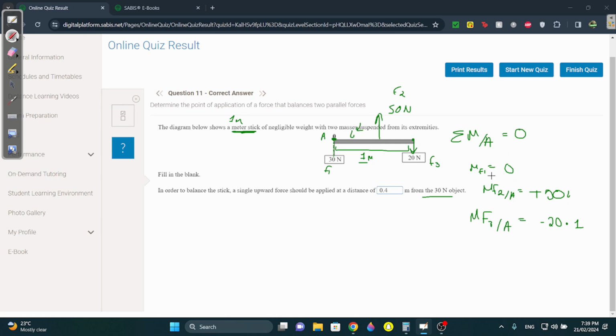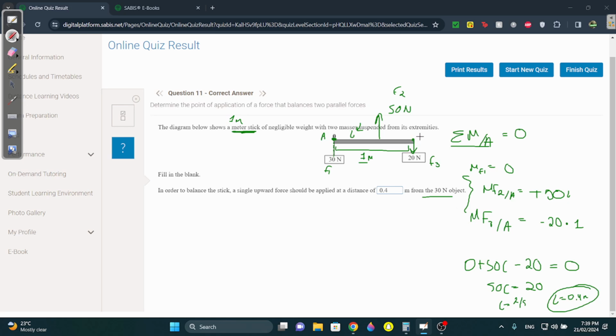So we know the moments of all of them now, and we know that the sigma M around A should be equal to 0. So 0 plus 50L minus 20, because minus 20 times 1 is minus 20, equals 0. So 50L equals 20, because you took 20 to the other side. So L equals 2 over 5, so L equals 0.4 meters.